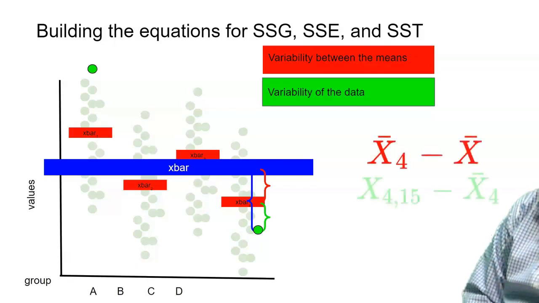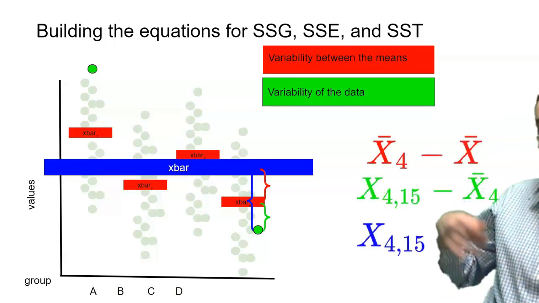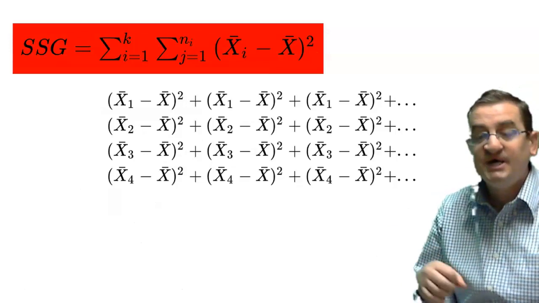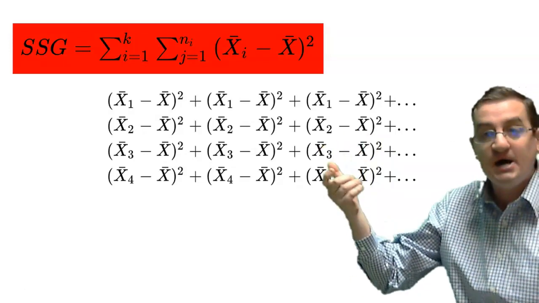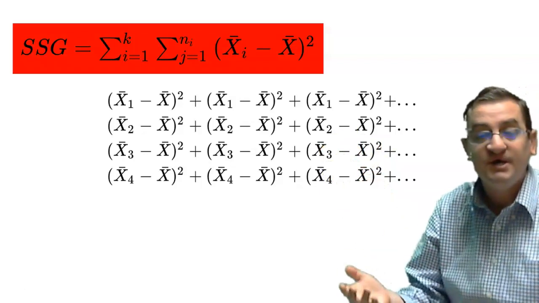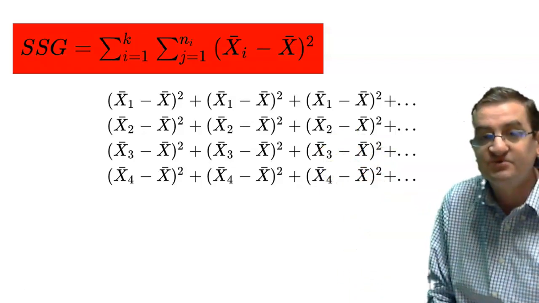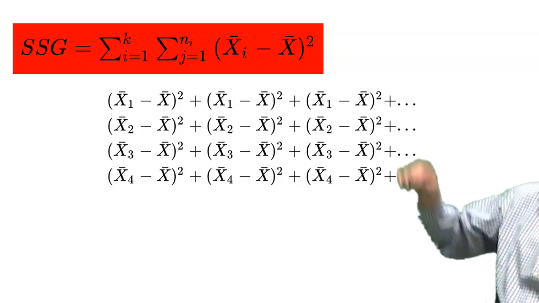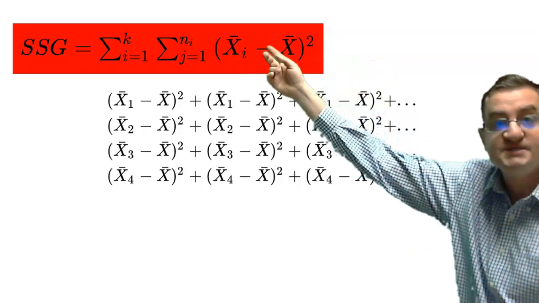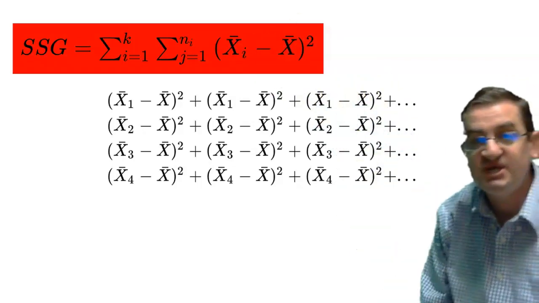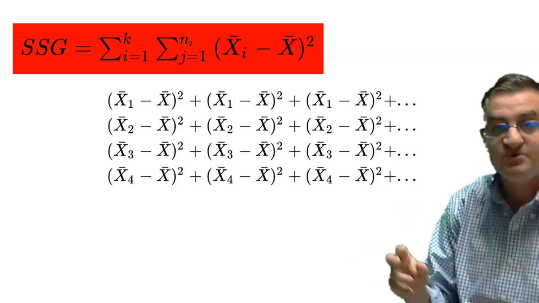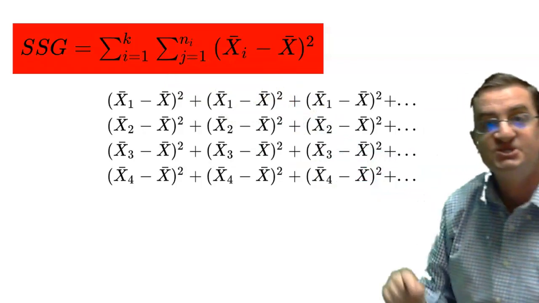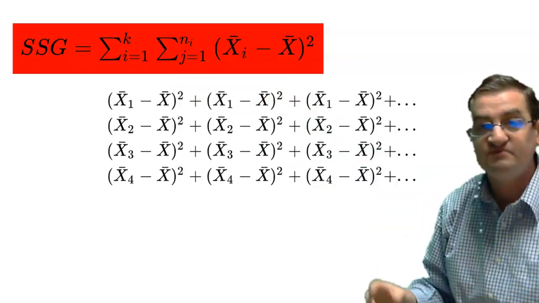Let's talk about those red pieces first. This is called the SSG, sums of squares for groups. And you'll notice we're going to be adding up a bunch of things that got squared so that we can talk about how far apart the groups are. What do we want to do? We want to sum across. Here, this first sum from j equals 1 to n1, that's saying do it for every data point in the group. And then the other sum says go across and do this for all the groups.